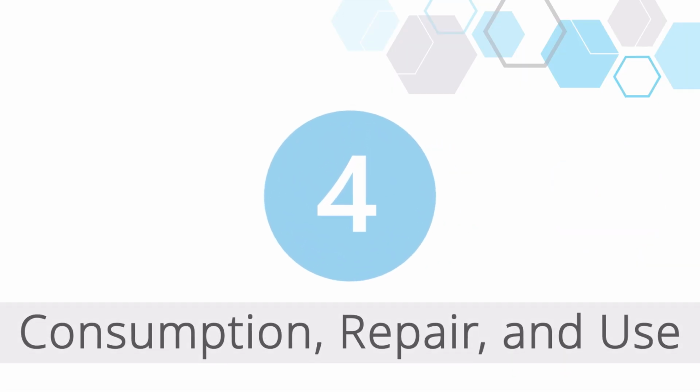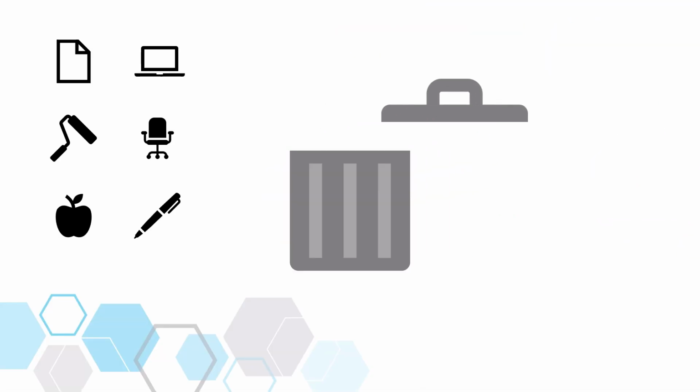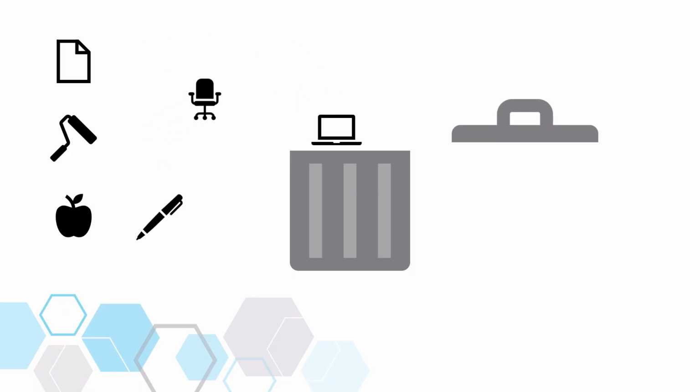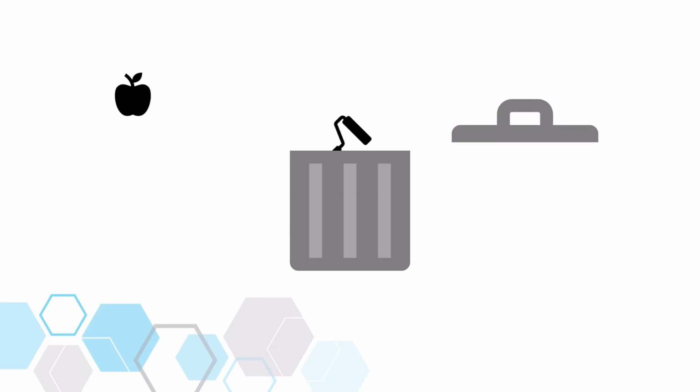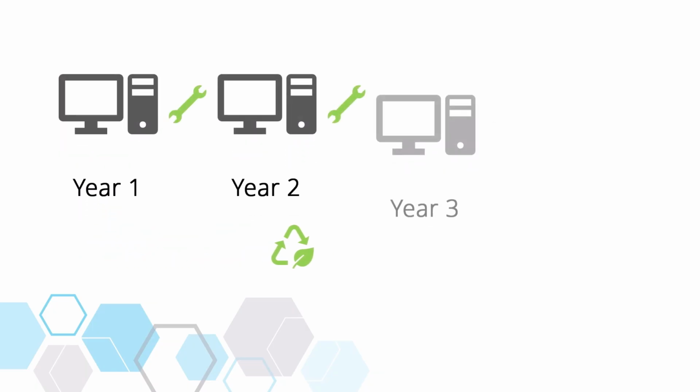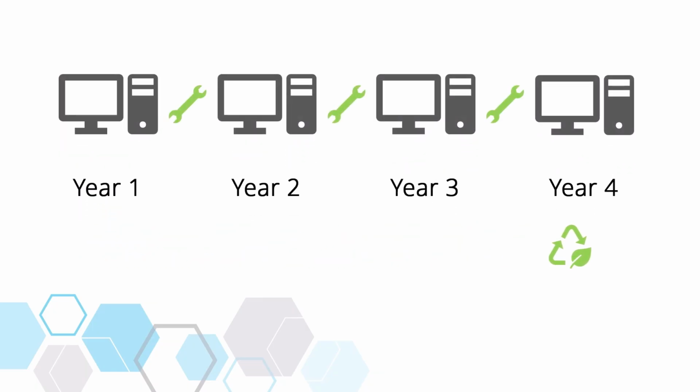Number 4, consumption, repair, and use. This is the most important part of changing from a use and throw away mindset. We want to shift to one that focuses on extending and/or improving their life cycles. Think about factors that help reduce the need to buy more things, especially new ones.